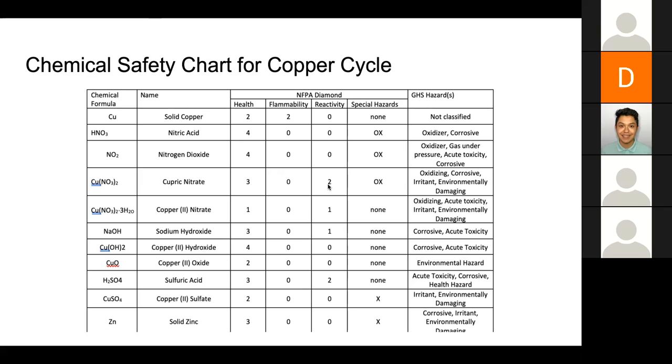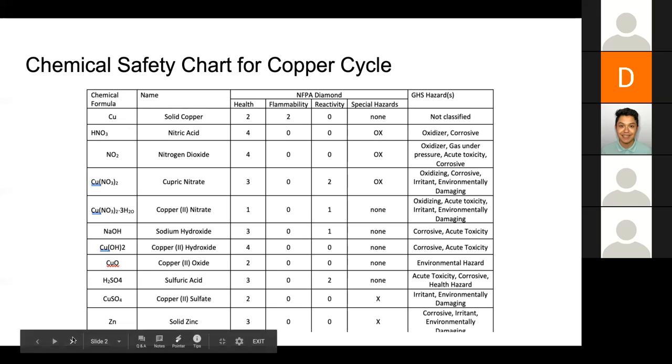Okay, so this is a chemical safety chart for the copper cycle. It basically just lists out hazards, which are very useful when you're conducting an experiment with a copper cycle. And here you have all the chemical formulas listed out, as well as specific hazards that it may have.